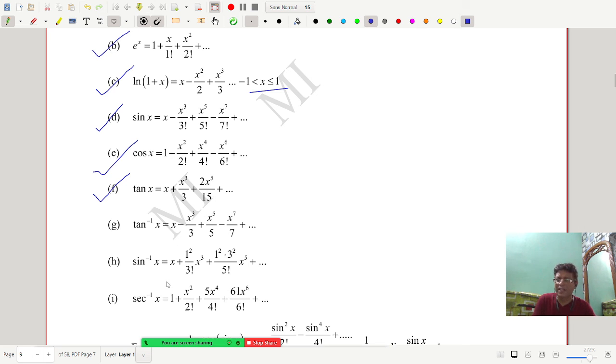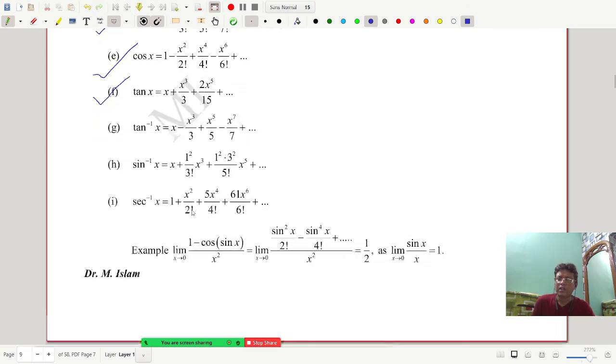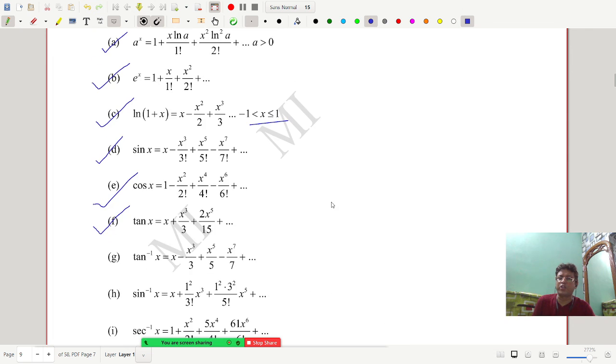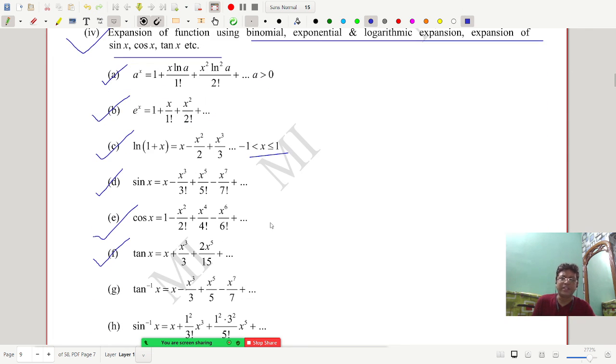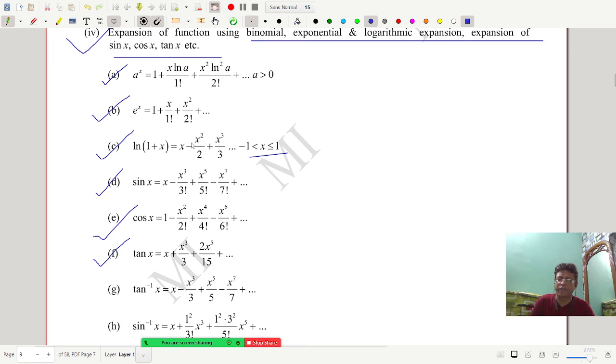Tan inverse x, sine inverse x, sec inverse x. But these are important: sine, cos, exponential, log. These are all useful expansions. I will explain in the problems. These expansions are actually required for JEE Mains and Advanced, not for your boards. These are especially for your JEE Mains and Advanced exams.